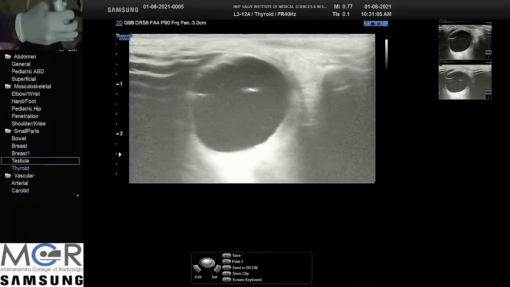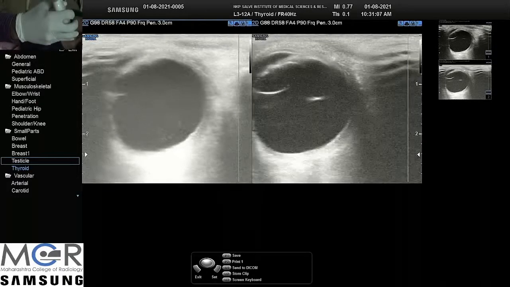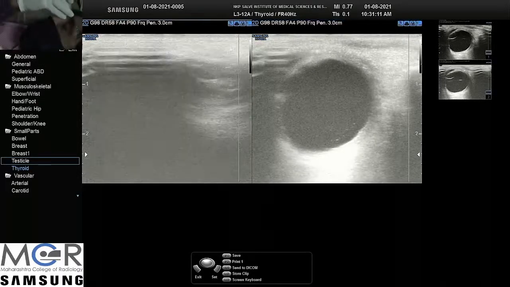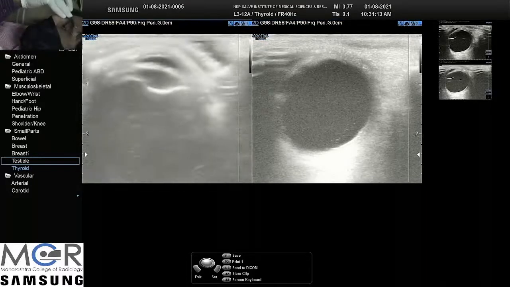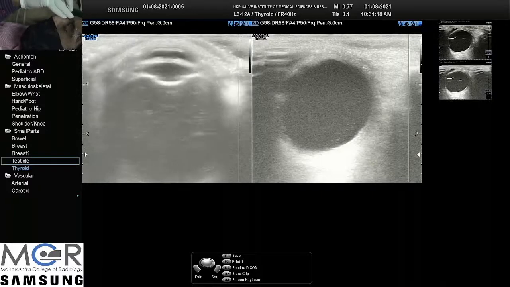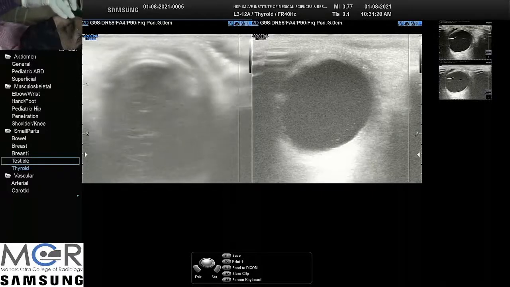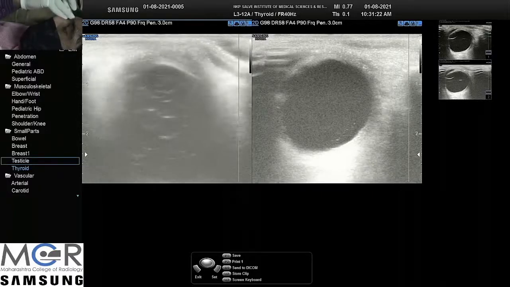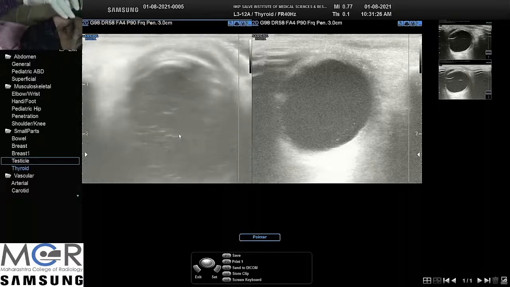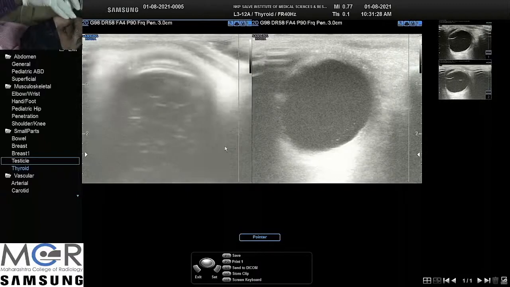Whenever you are in doubt, you just apply the same settings to the other eyeball and see whether that is normal or not. Oh, I cannot compare the other eyeball because he has been operated. You can see that these are the internal echoes due to oil instillation here. They have done oil instillation, probably vitrectomy done.